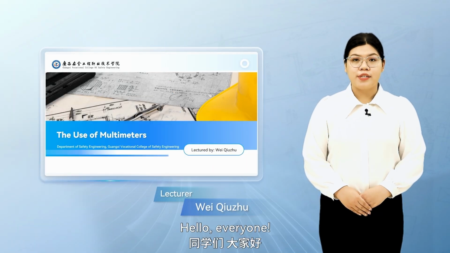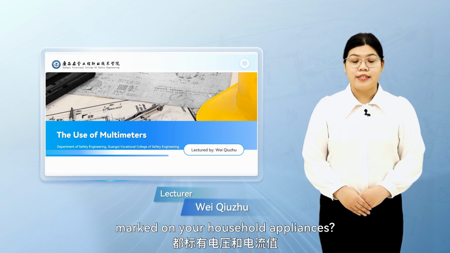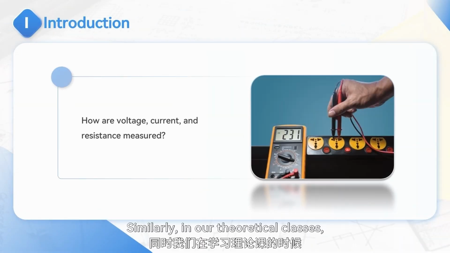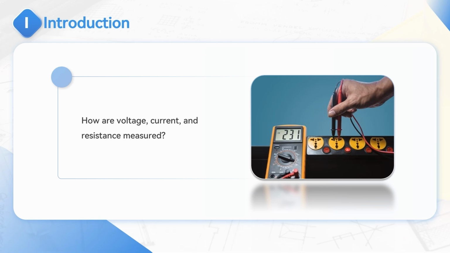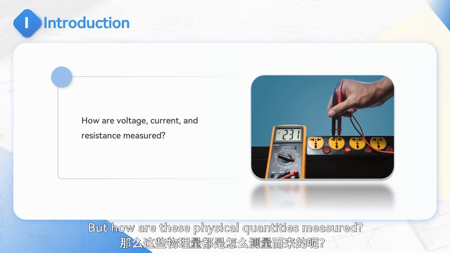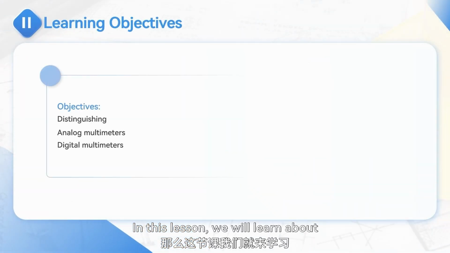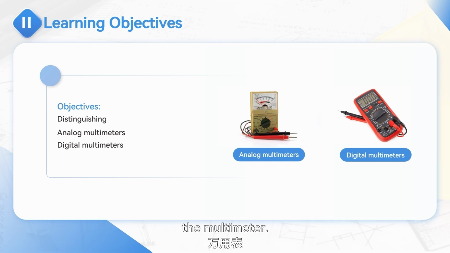Hello, everyone. Have you noticed the voltage and current values marked on your household appliances? This information is crucial to our daily lives. Similarly, in our theoretical classes, we often mention voltage, current, and resistance. But how are these physical quantities measured? In this lesson, we will learn about the instrument used to measure these quantities, the multimeter.